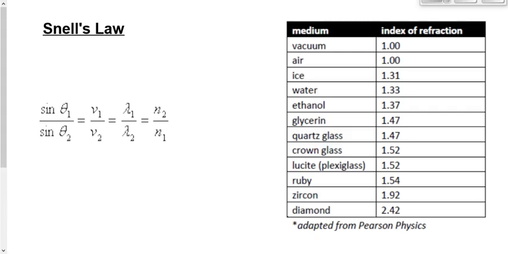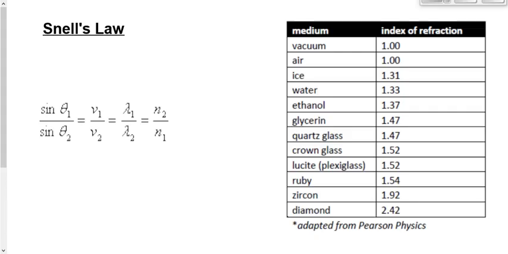Now, you understand that I gave you the index of refraction for ethanol, it's 1.37. It actually varies a little bit, depending upon the color, what color of light is being used. But on average, it's 1.37 for ethanol. On average, it's 1.54 for ruby. On average, it's 2.42 for diamond.